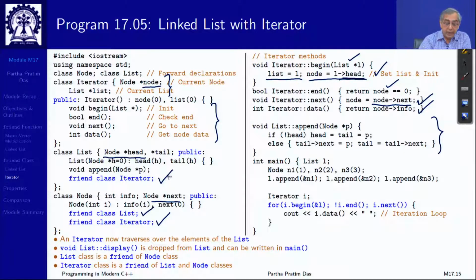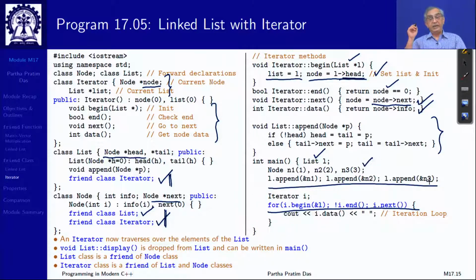So, you can see that list has a friend which is iterator, and node has two friend classes, one is a list, another is an iterator. And with that, I can write this whole iteration process in a very compact manner. This is a list, I have created some arbitrary nodes, I have appended them to this list, which I did in the previous example also, and then I do a begin, that is initialization, which sets everything here.